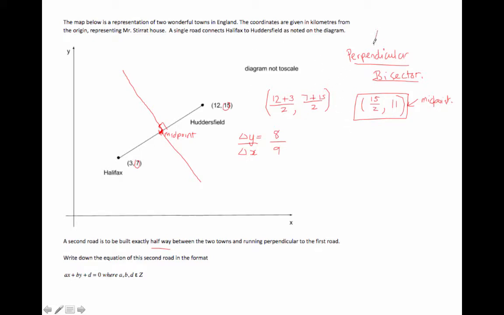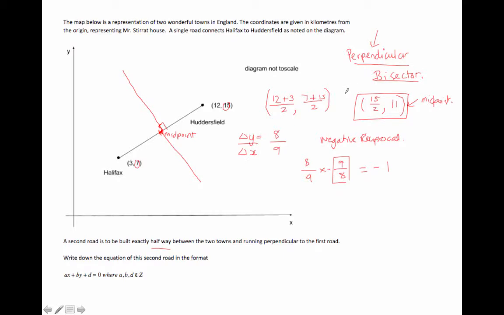Now the gradient of the perpendicular bisector is the negative reciprocal of the line that's already there. Or in other words, the two gradients must multiply to make minus 1. So if 8 over 9 is the gradient we've already got, we want it to multiply by something to make minus 1. In order to get a minus, it's going to need to be negative. We can tell that because the slope's going down, and it would have to be the reciprocal of what we've already got. So negative 9 over 8.